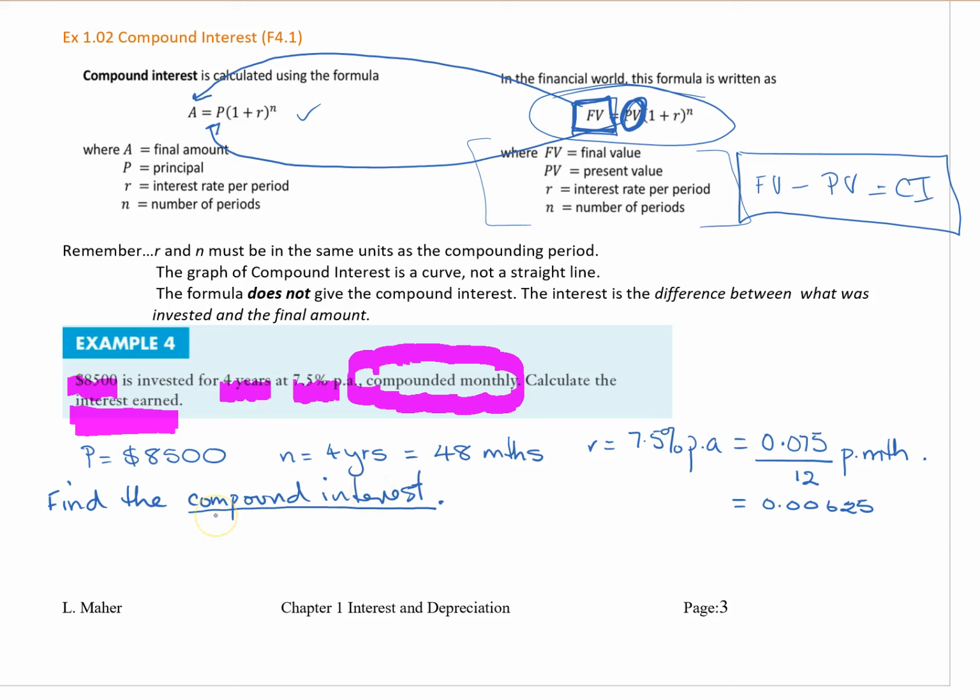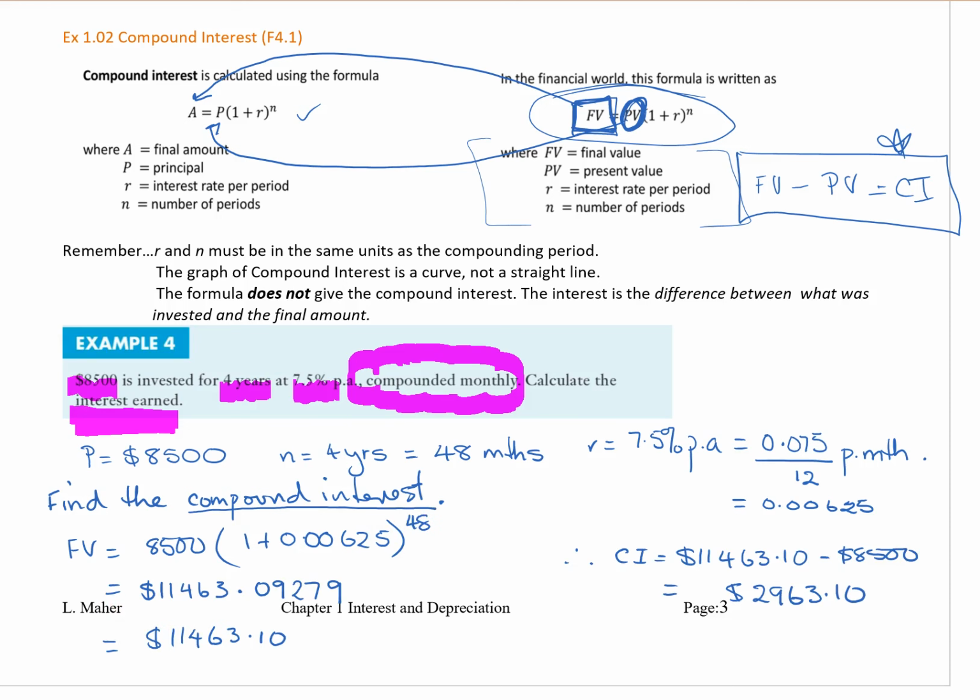So before we can get the compound interest, we can see from here we have to have the future value. The future value will be our 8,500, 1 plus our 0.00625, and we're raising that to 48. And the answer to our calculation is 11,463.09279. Now, we'd be happy with that because it's bigger than the amount that we invested.